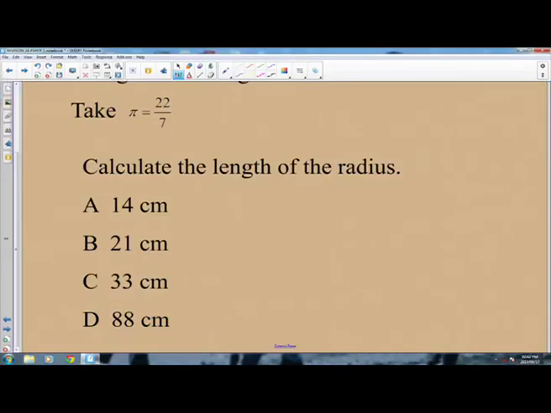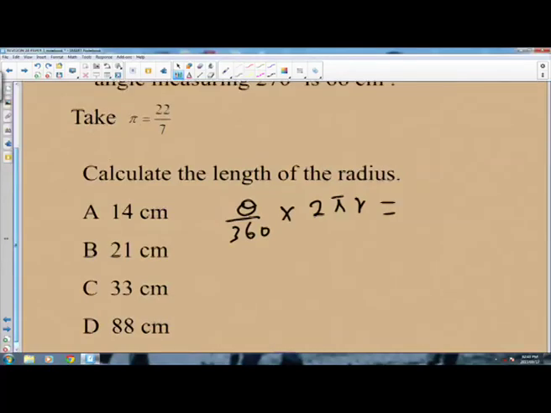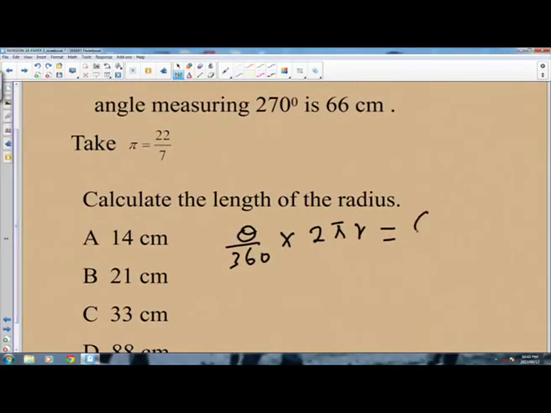So the length of an arc is given as theta, which is the angle, divided by 360 degrees times the circumference. And then what is the circumference? It is 2 pi r. And we are saying, according to this, it will be equal to 66, because you are told that the length of the arc is 66. So what is our theta? The theta here is the angle, and according to this question it is 270 degrees. So this will be 270 divided by 360 degrees.